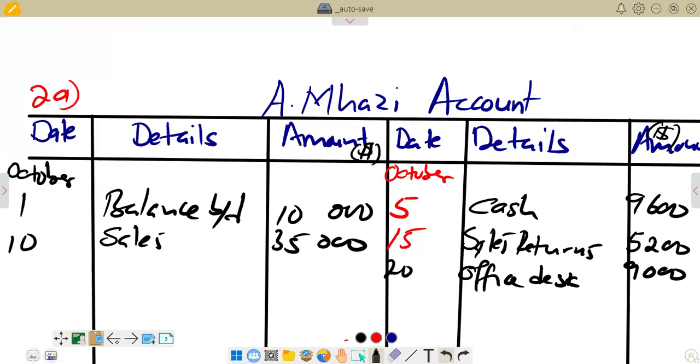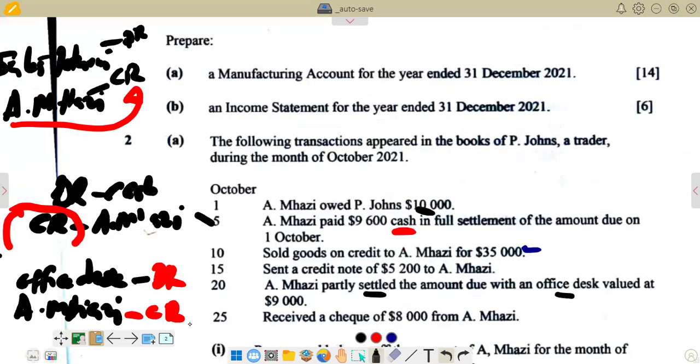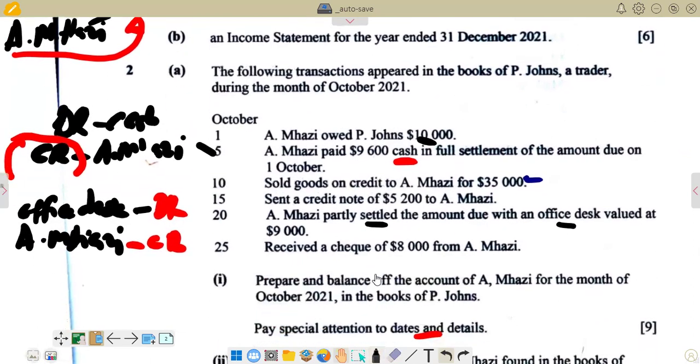We go back to see what we have next. On the 25th, it's saying received a check of 8,000 from AIMAS. It's a payment again that is being made, but this time, this payment is coming in the form of a check. And remember, whenever you're having a check, it's bank account. So obviously we have bank account, and obviously it's paying the amount that AIMAS is owing. So we have AIMAS account.